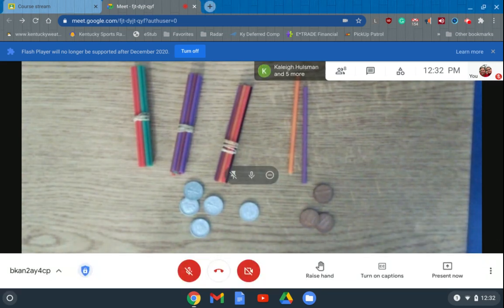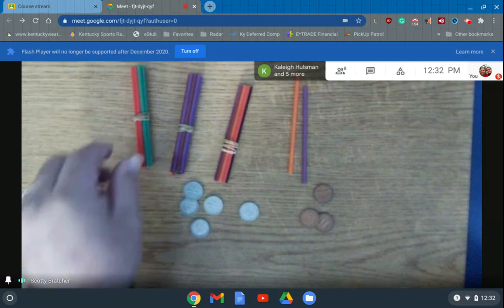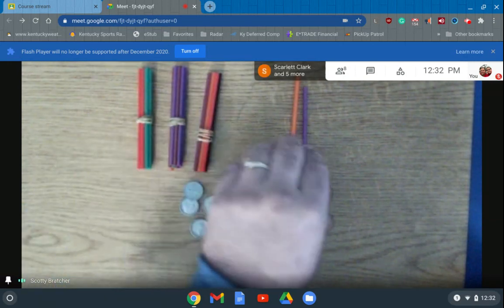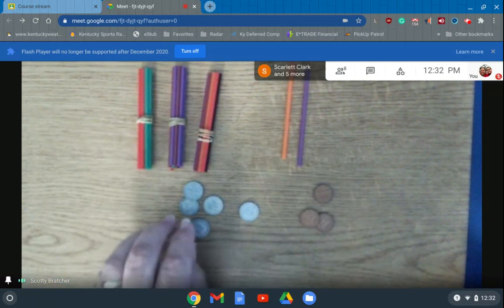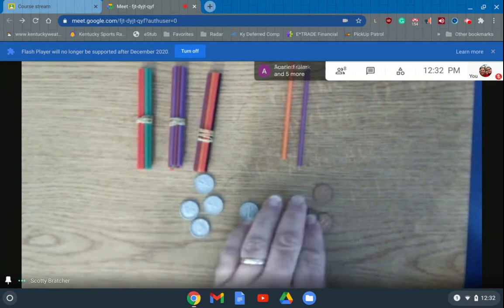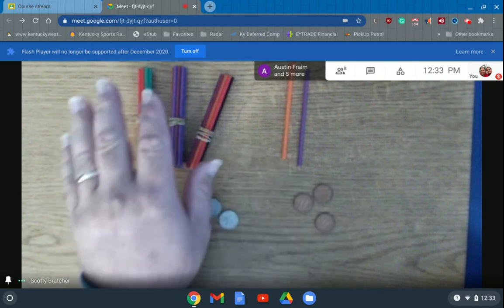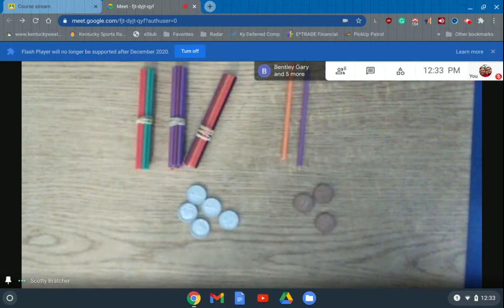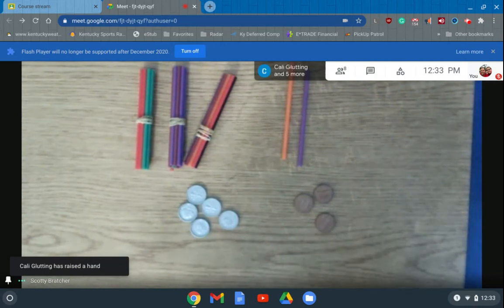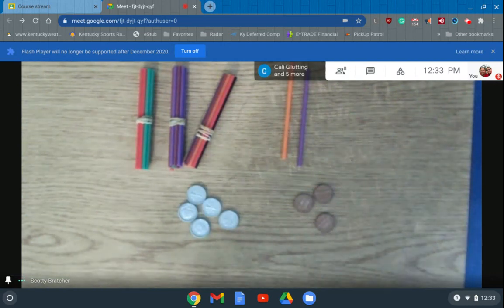All right, so today we're going to change from using our bundles of tens and ones, and use some pennies and dimes. How are pennies and dimes like tens and ones? Austin. Dimes are worth 10 and pennies are worth 1.